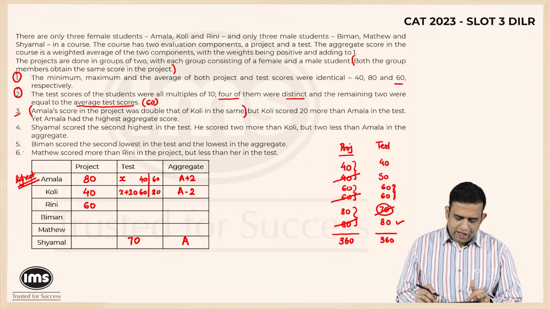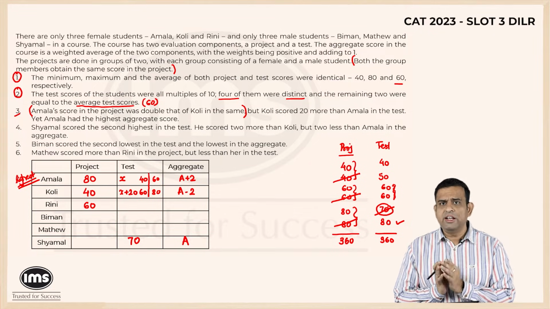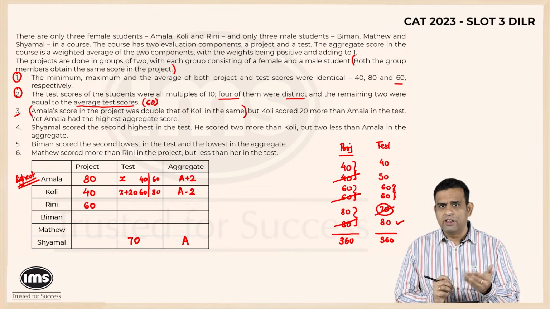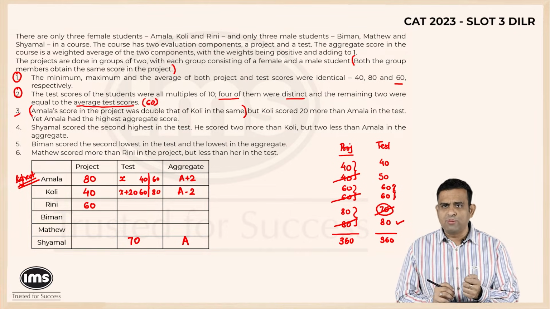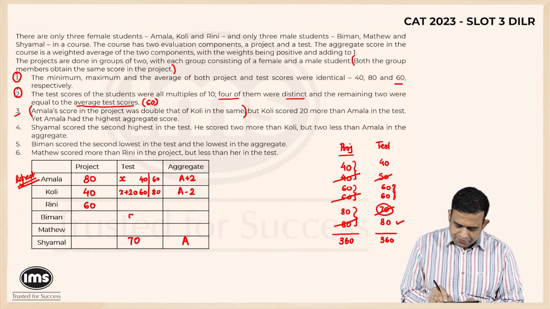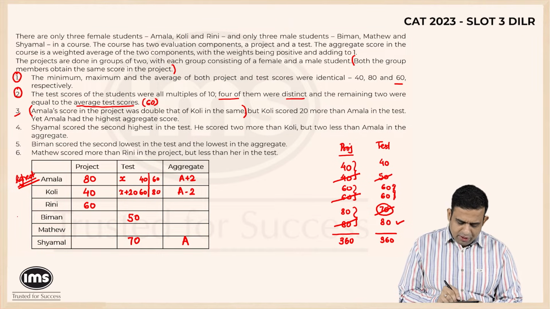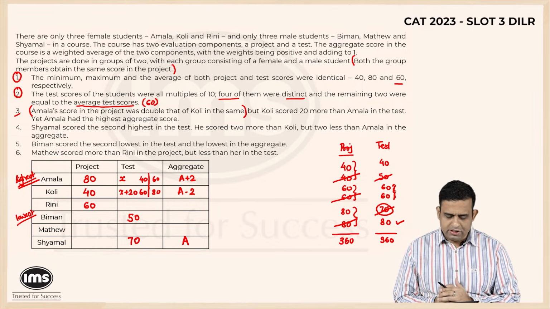Then if I look at point number 5, Biman scored the second lowest in the test. In the test, the lowest score was 40 and that was unique. The second lowest score happens to be 50. That means this 50 belongs to Biman over here. That is done. And in the aggregate, Biman has got the lowest. Now we don't know right now what that is.